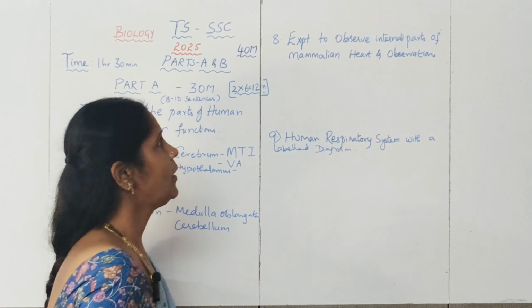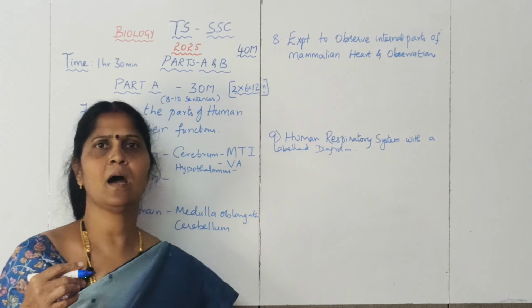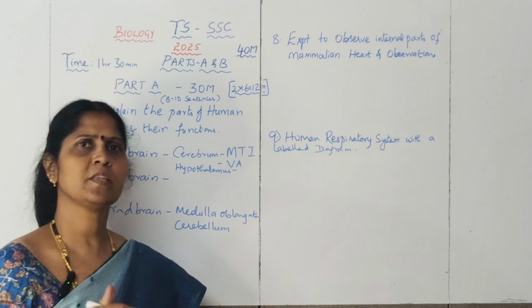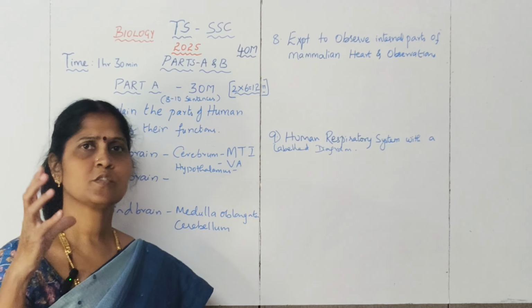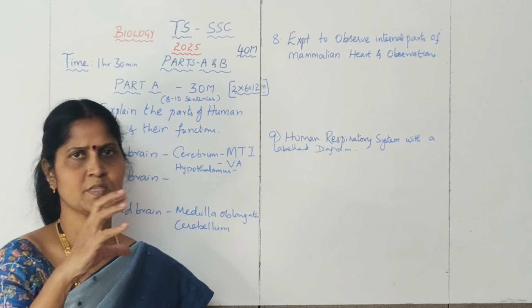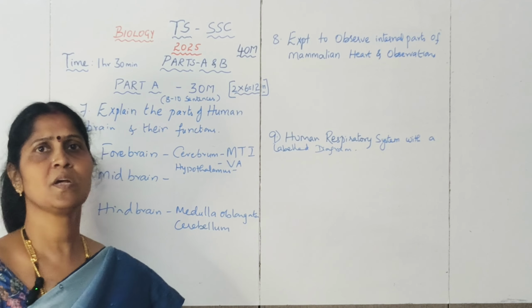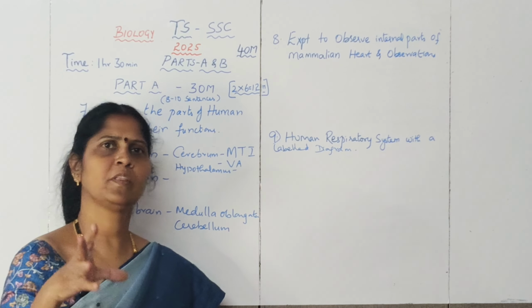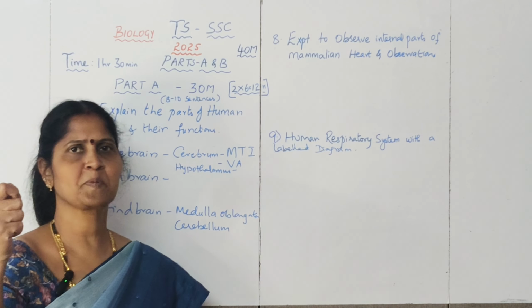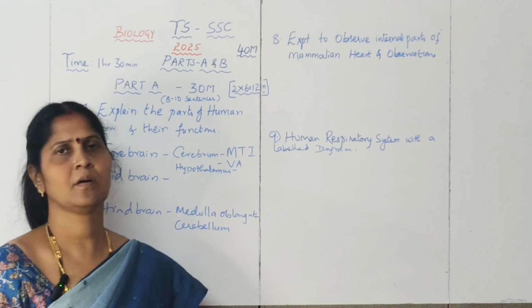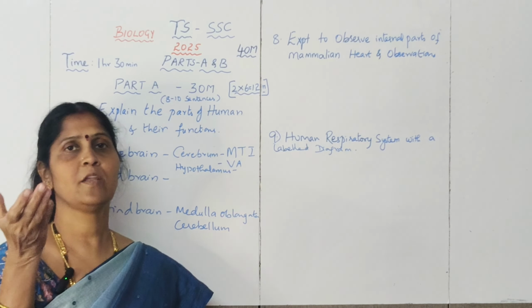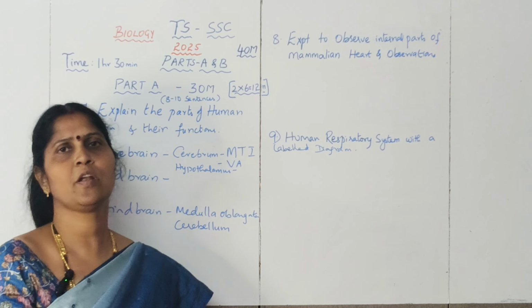Talking about the experiment to observe internal parts of the mammalian heart and your observations, you can just write the experiment if you remember. You have to get a goat heart or a sheep heart. First, take a goat heart or a sheep heart from the butcher shop, collect it, then wash it clean, without any blood clots. Take a sharp scalpel and cut it vertically, and you will see the internal parts. Then you can write your observations.